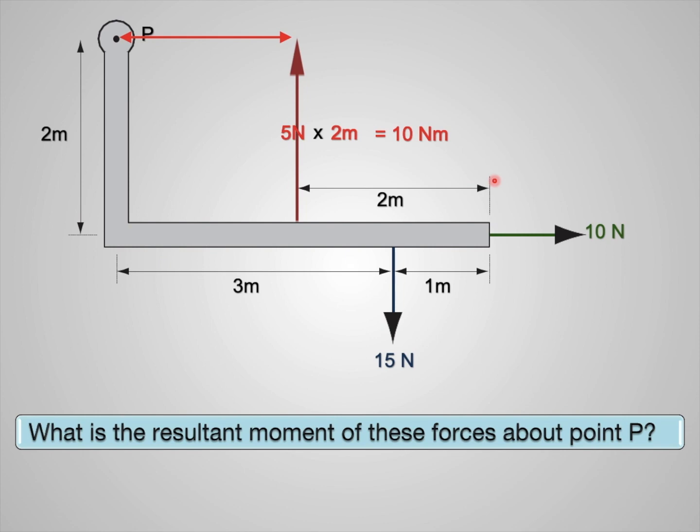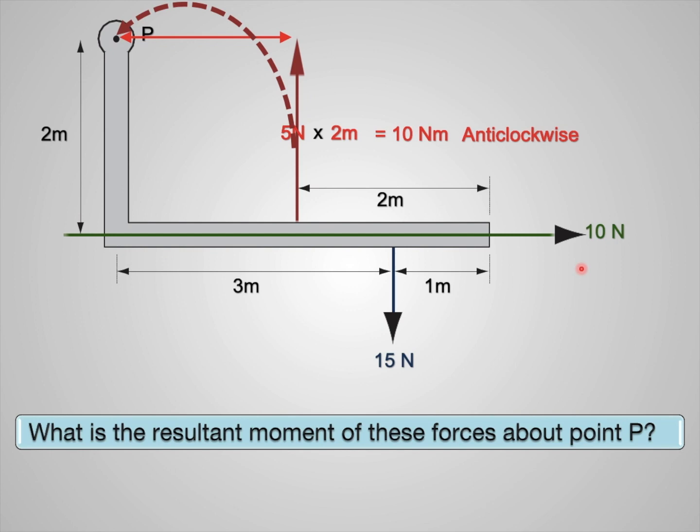For that you have to bend the force towards the pivot and you can see the direction it's going anti-clockwise. Let's think about the next force, that is this 10 Newton. Again the problem is the force is not close to the pivot. So I'm going to extend the force so that I can get the perpendicular distance from the pivot.